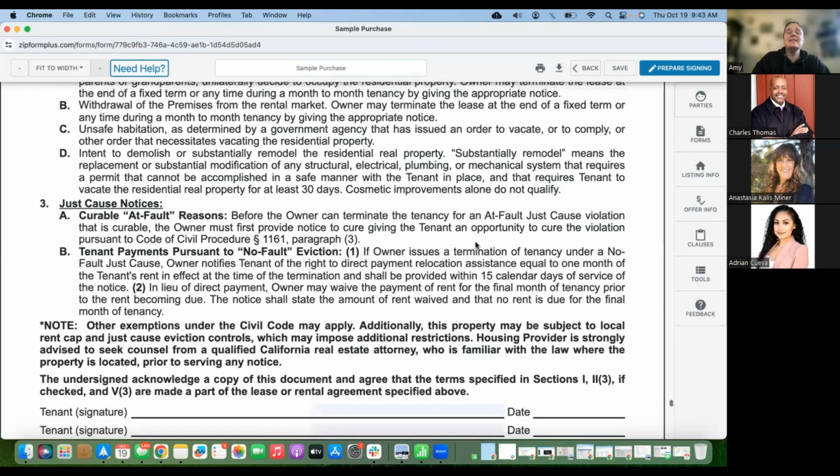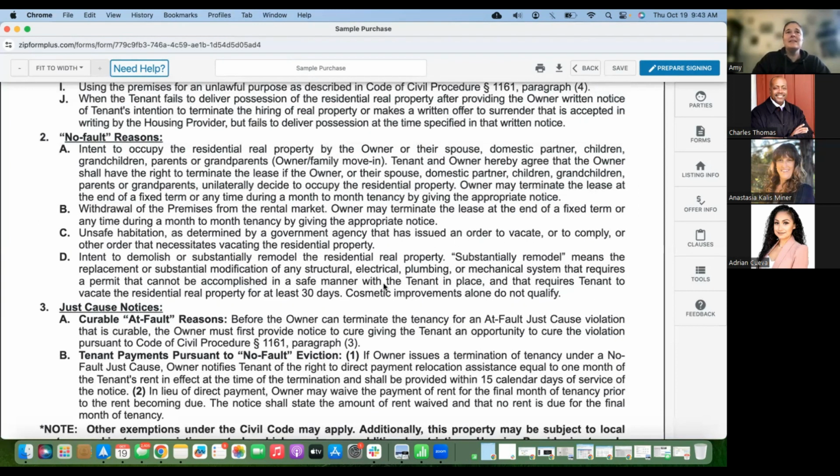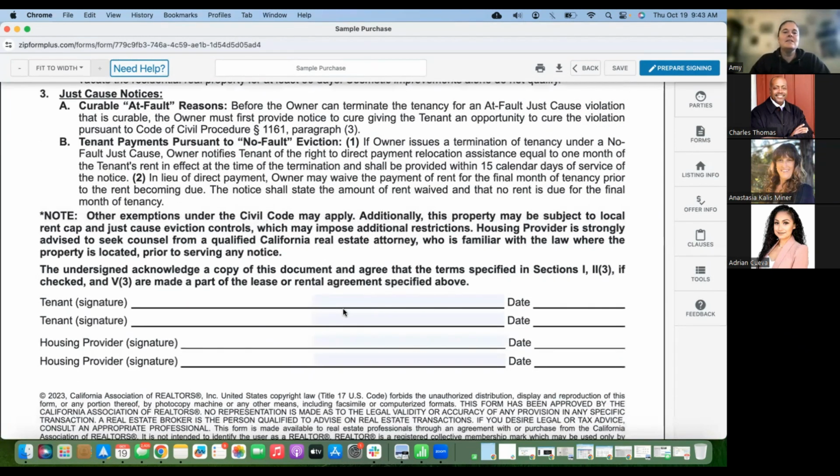Keep in mind in here that you can't terminate tenancy because we're selling the property. At no point was that listed under the no-fault reasons. Okay, note, other exemptions under the Civil Code may apply. Additionally, this property may be subject to local rent cap and just cause eviction controls, which may impose additional restrictions. The housing provider is strongly advised to seek counsel from a qualified California real estate attorney who is familiar with the law where the property is located prior to serving any notice.